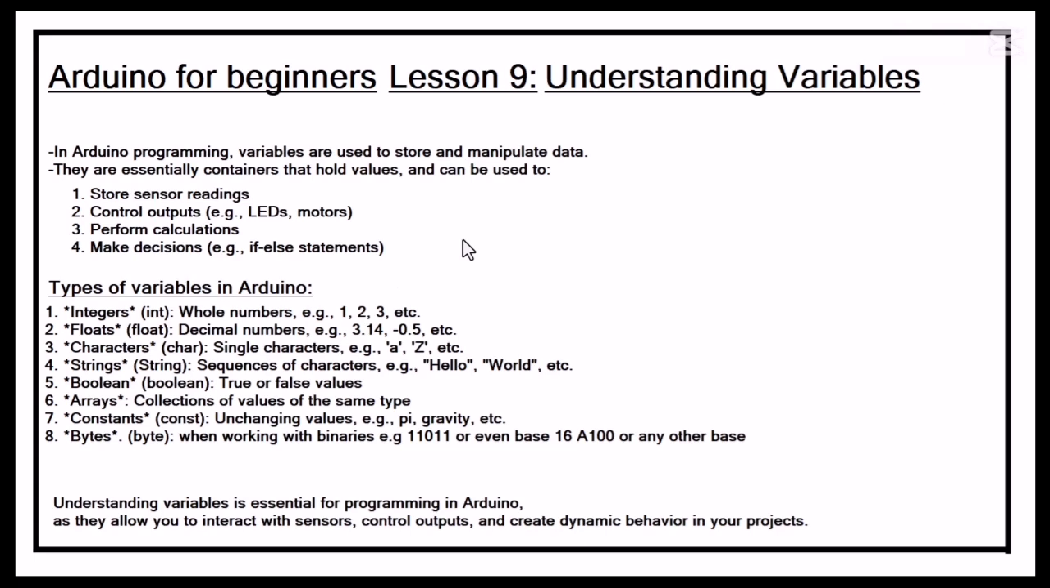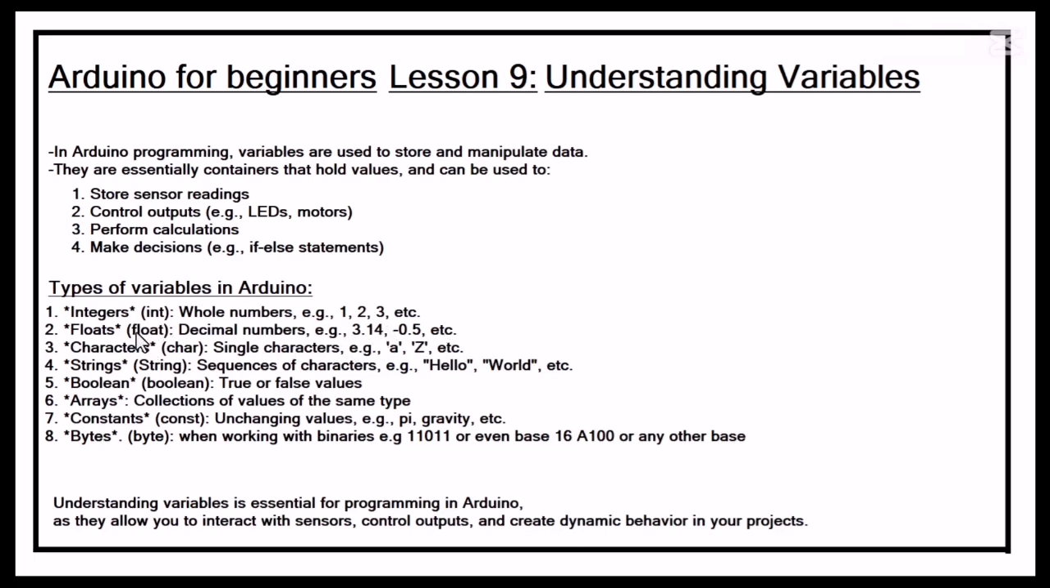Okay, so now let's take a look at the types of variables in Arduino. So we have integers. Here in brackets, this is what you type in Arduino when you're programming, when you're declaring that variable. So this is int, meaning integers. This is for whole numbers, 1, 2, 3 as it goes on. Float, and you write it like this when you're declaring the variable. These are the decimal numbers, positive or negative.